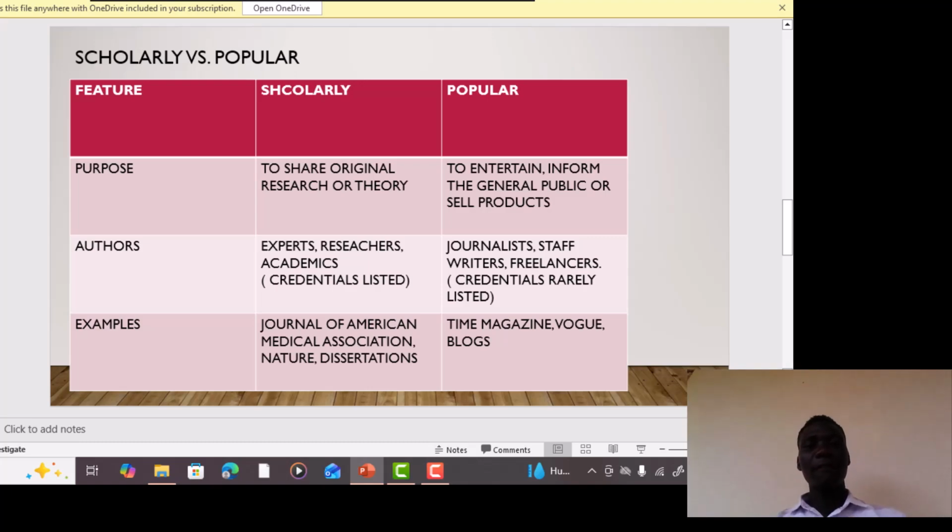So the examples of scholarly sources of information include the Journal of the American Medical Association, Nature, and dissertations. Meanwhile, for popular sources of information, we can talk about Time magazine, Vogue, blogs, and many others.